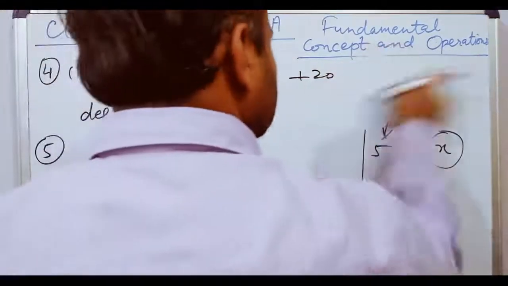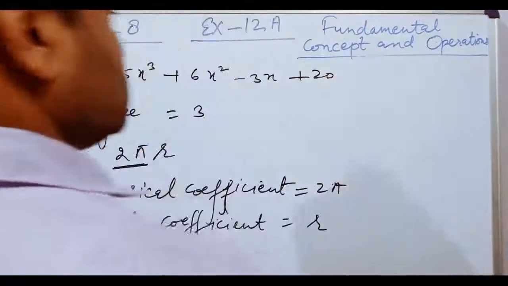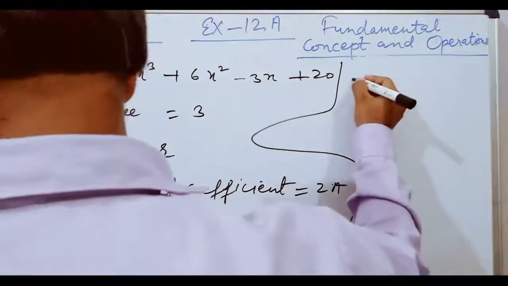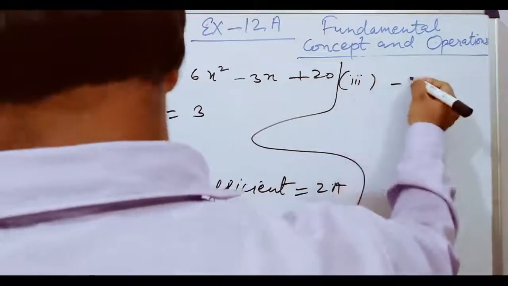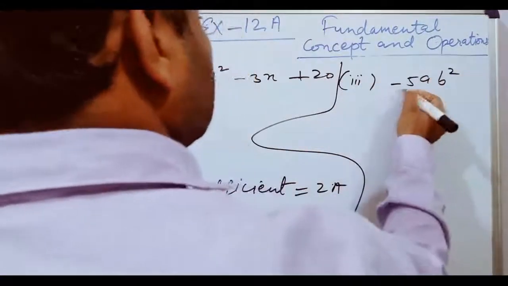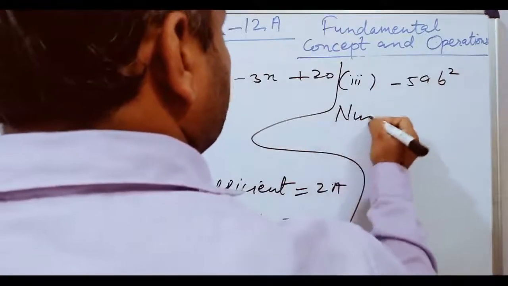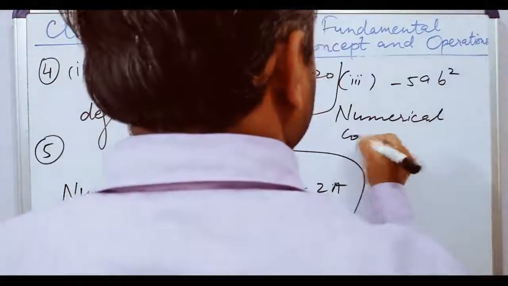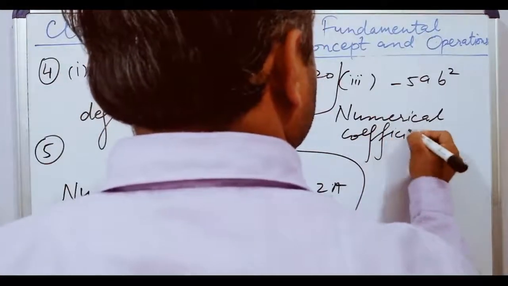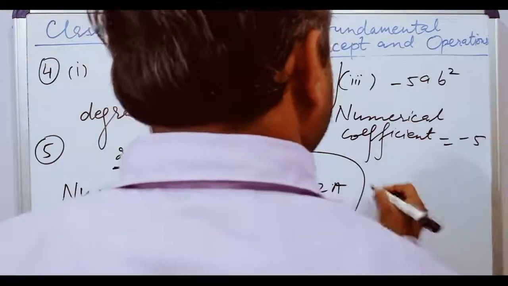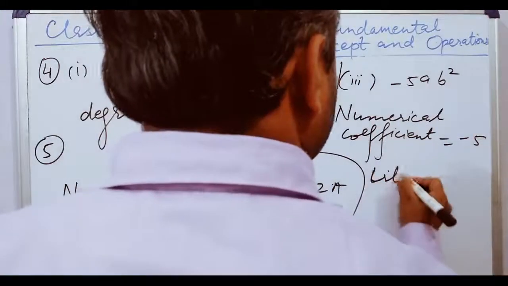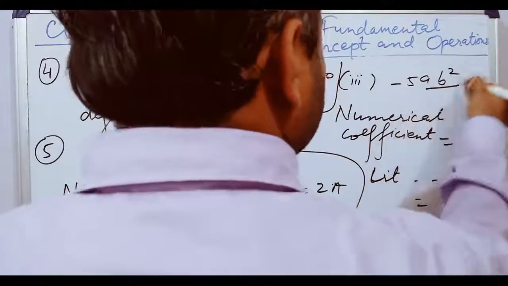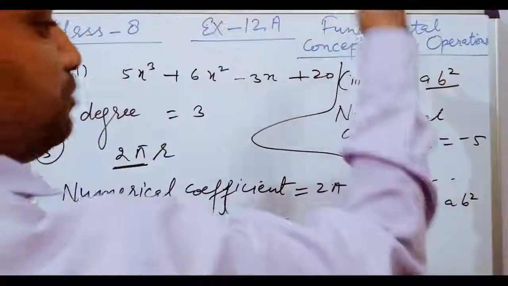Okay, then like this. One more. The third part, minus 5ab square. Numerical coefficient equals minus 5, and literal coefficient equals ab square. Okay, literal coefficient ab square and numerical coefficient minus 5.